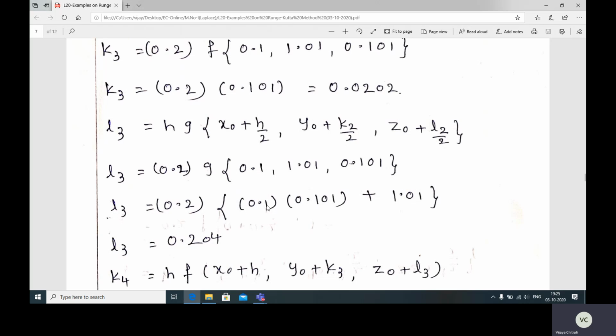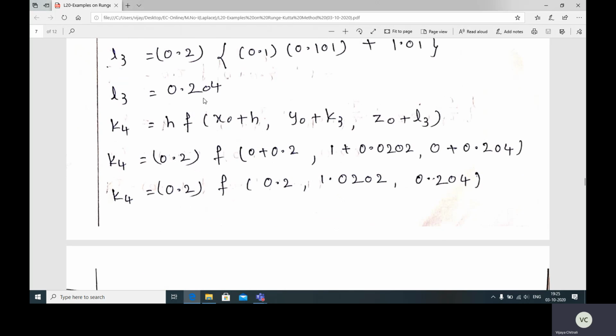So xz is 0.1 into 0.101 plus y is 1.01. Multiply this with 0.2, we'll get L3 as 0.204. Now K4 is equal to h into f of x0 plus h, y0 plus k3, z0 plus L3. x0 is 0, h is 0.2, so 0 plus 0.2, y0 is 1, k3 is 0.0202, so 1 plus 0.0202, z0 is 0 and L3 is 0.204.